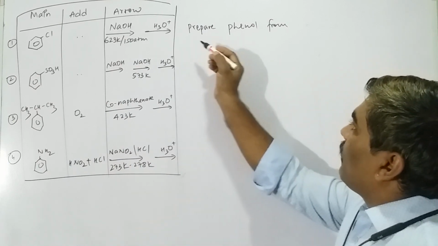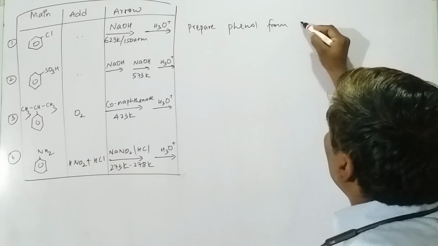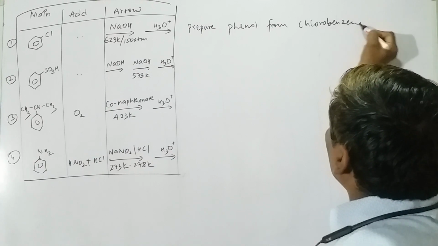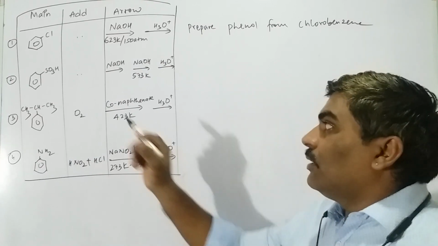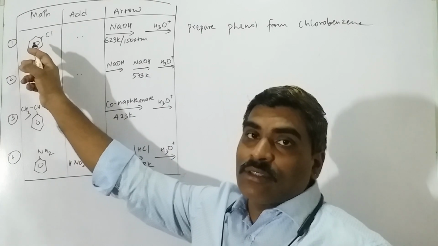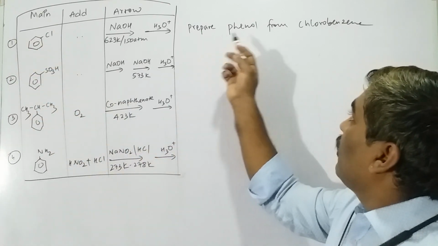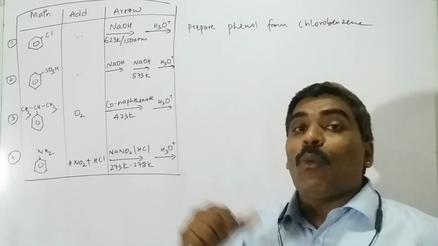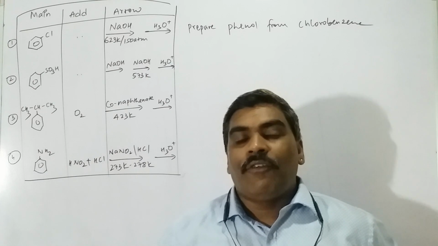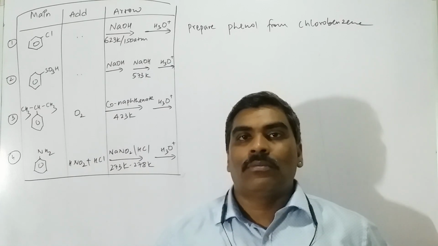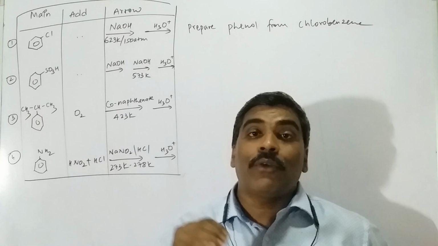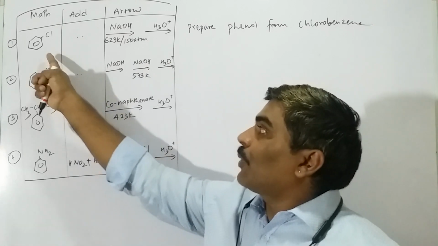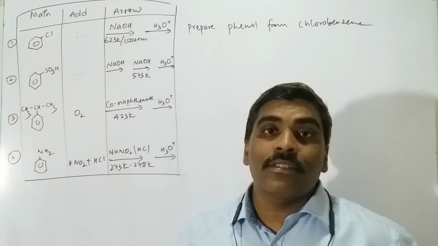Now the question is: prepare phenol from, say, chlorobenzene. This process is known as the Dow's process. So it can be like, prepare phenol by Dow's process. If it comes from Dow's process, why is this formula important? You should know main, add, arrow: what we add, and what is the main material. So from here you can understand the main material is chlorobenzene.